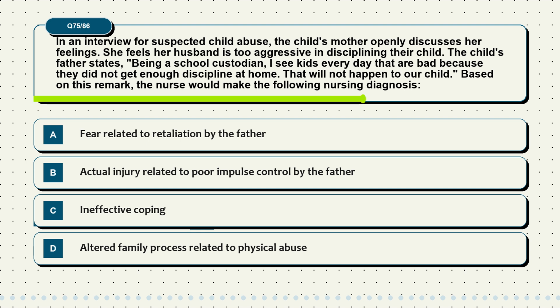Option A. Fear related to retaliation by the father. Option B. Actual injury related to poor impulse control by the father. Option C. Ineffective coping. Option D. Altered family process related to physical abuse.